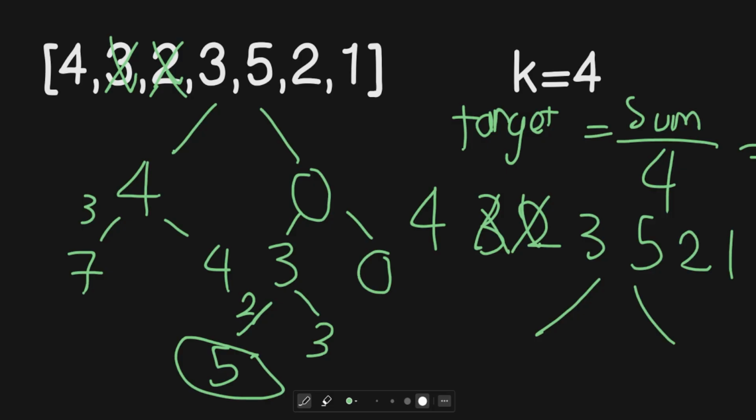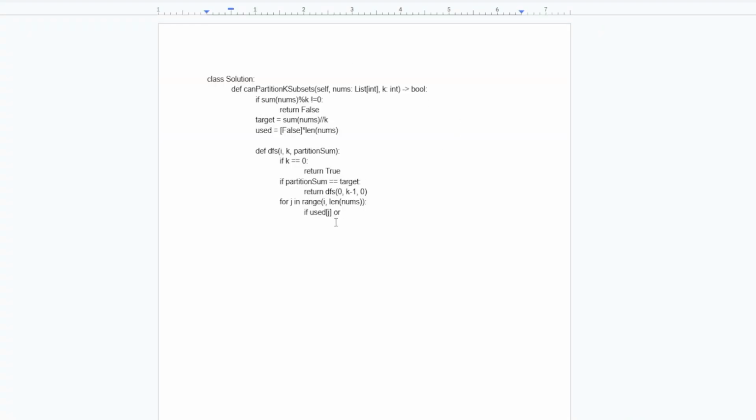As I'm using this already, I'm just gonna continue. I'm not gonna jump into it and do any kind of DFS in here. Exactly the same as the case when it's bigger than the target that I'm looking for. So if used j, or the partition sum plus nums of j is greater than our target, I'm going to continue.